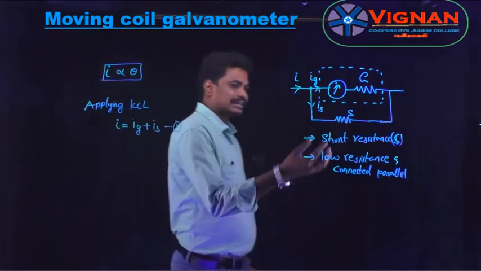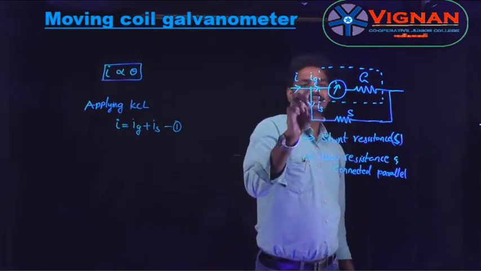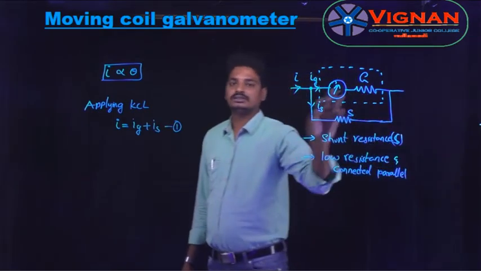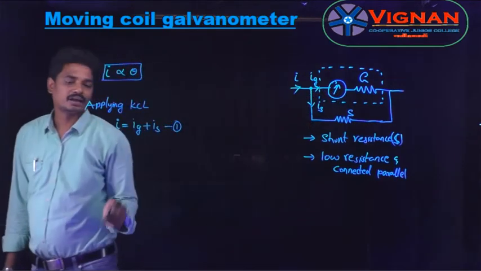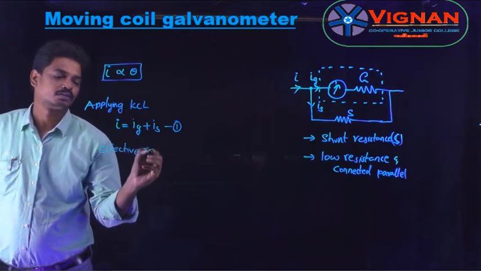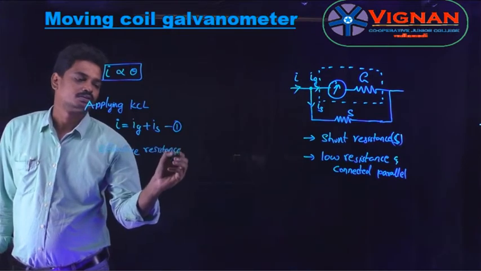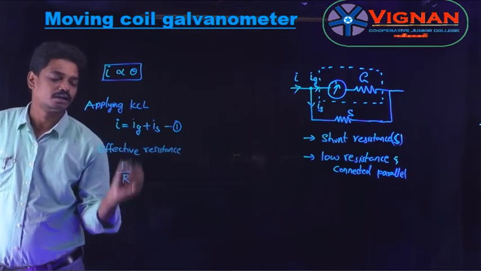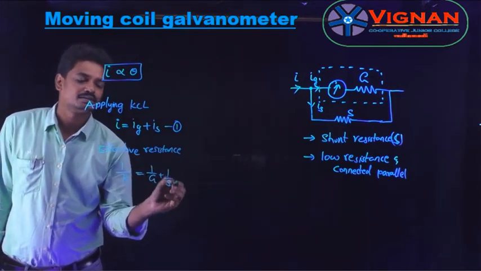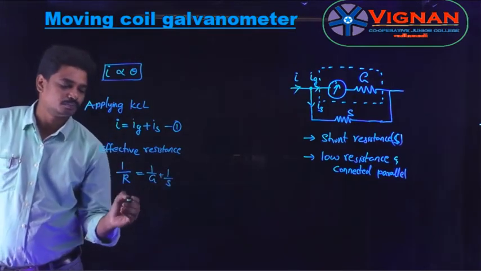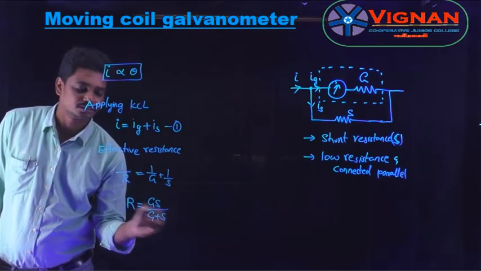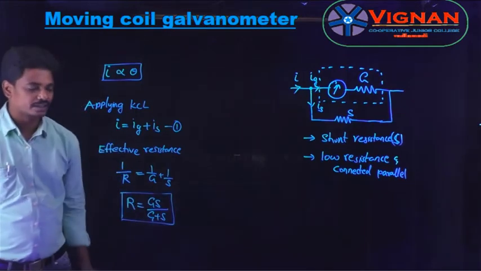As this is connected, let us now calculate the effective resistance of this circuit. As both resistances are connected in parallel, let R be the effective resistance. 1 by R is equal to 1 by G plus 1 by S. On simplifying this equation, we get R is equal to G into S by G plus S. R is equal to G S by G plus S.